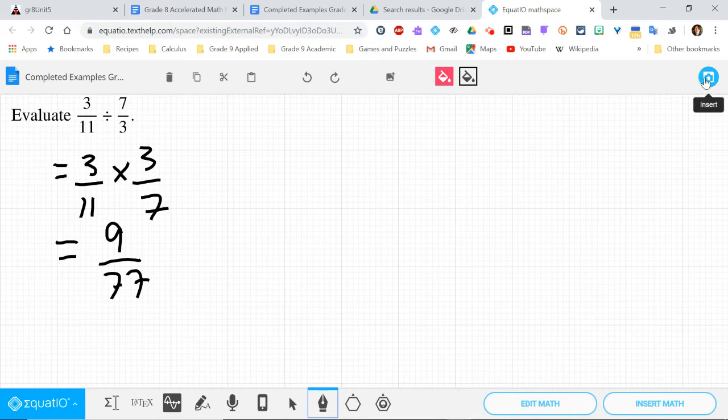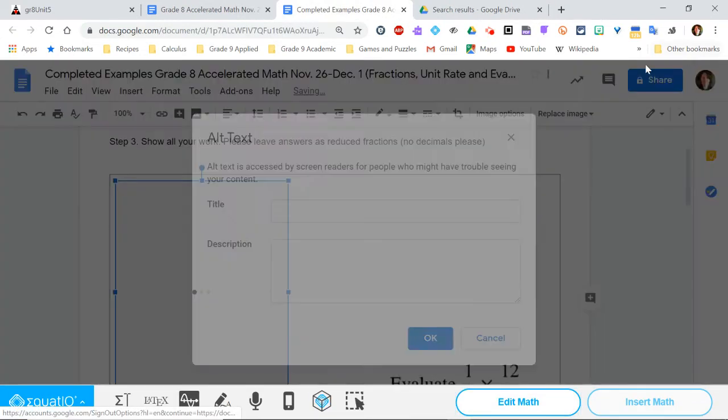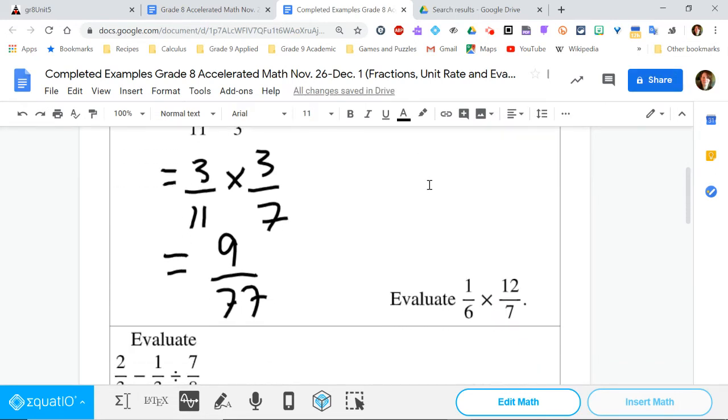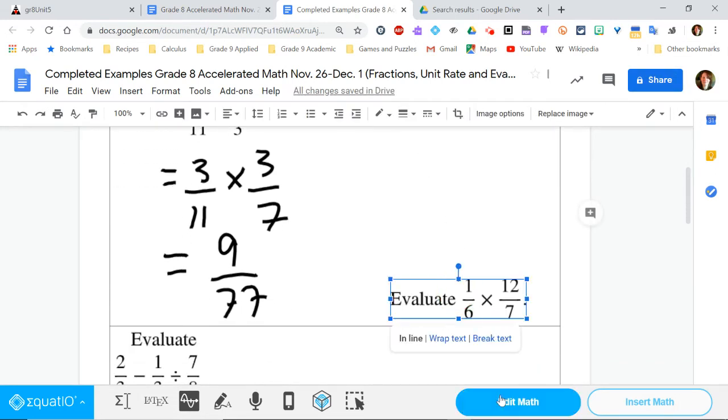So whenever we're dividing a fraction, the algorithm tells us to multiply by the reciprocal. So the reciprocal of 7 over 3 is 3 over 7. So I'm going to insert it using that top little button. So I have that. Now I'm going to do the one next to it.